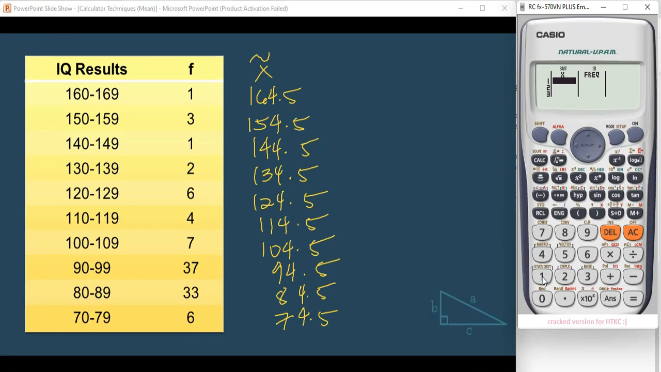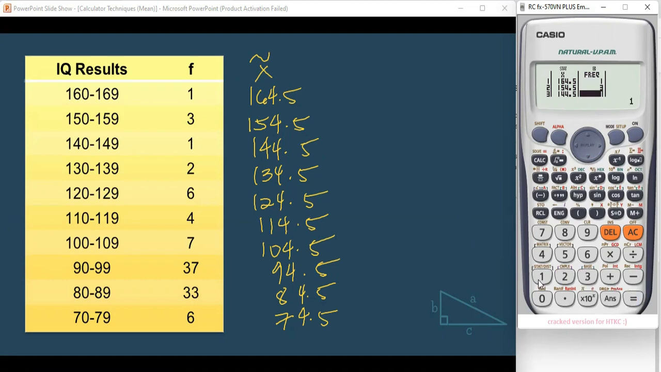So we have here 164.5, then 154.5, then we have 144.5, 134.5, 124.5, 114.5, 104.5, 94.5, 84.5, and we have 74.5. Now that is 1. Sa frequency na po tayo.